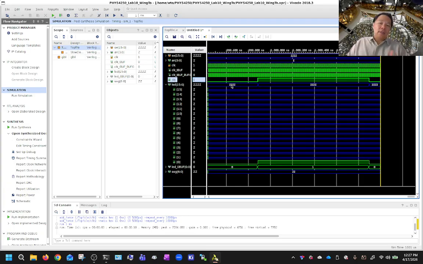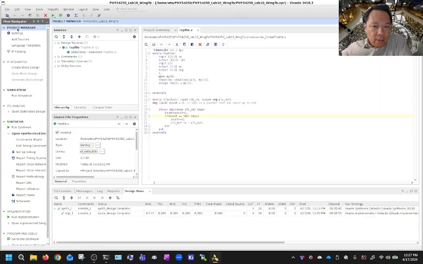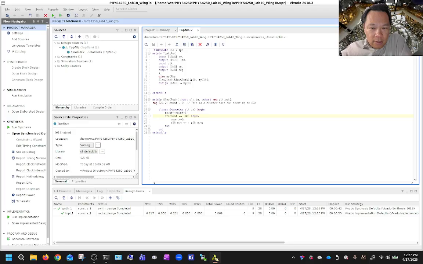So you can see how this code works, right? If I go back to the project, every time the regular clock goes up 100 times, my clock gets toggled once. So it's actually 200 times that it goes up and down.